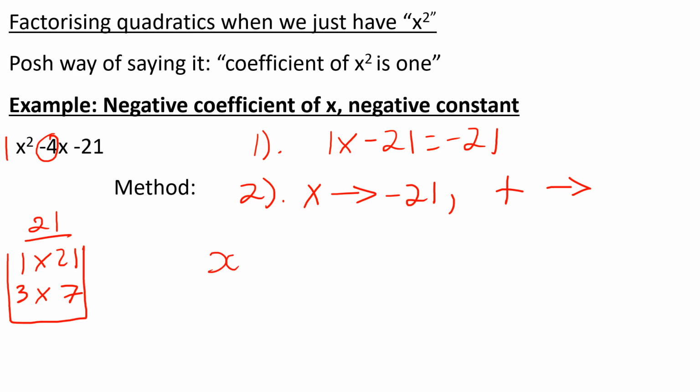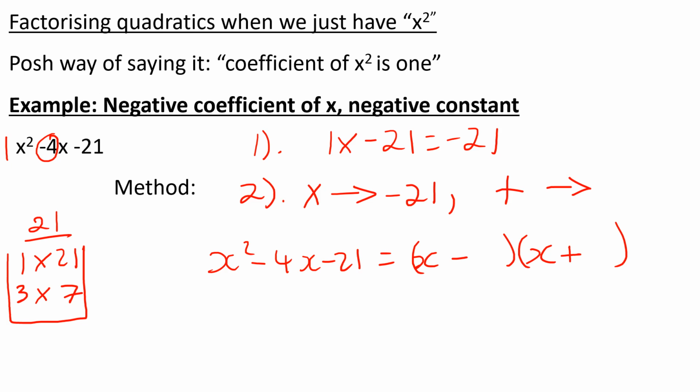Then I'm going to write out the two brackets. So I have x and x. I need a pair of numbers that will multiply to give minus 21. Now the only way I can get numbers to multiply and give a minus is if both of the signs are opposite. So I have a minus and a plus. I need a pair of numbers that will add to give minus 4.